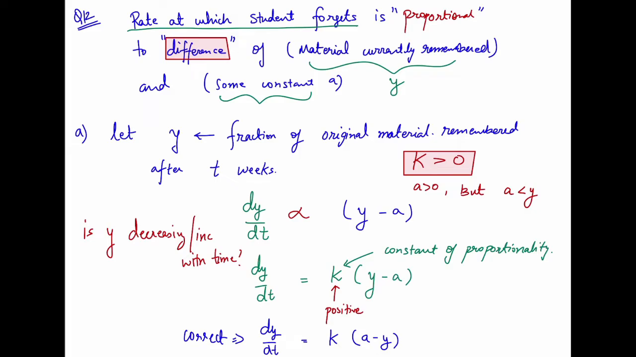So this differential equation will always be negative for all values of y, because a is always going to be smaller than y, hence a minus y will always be negative. Everybody good?